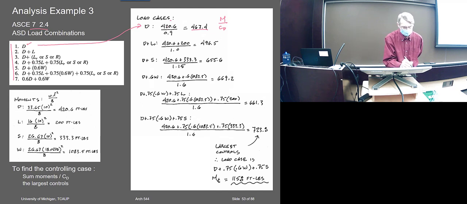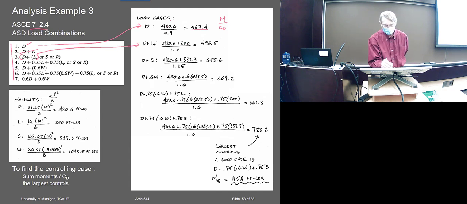Then I take the, okay, this one we don't have any live, so that one's out. This one I've got roof live, so I can take that one, right? So there's the dead and the live, and that takes the factor of the roof live, which is 1.0. Is that right?